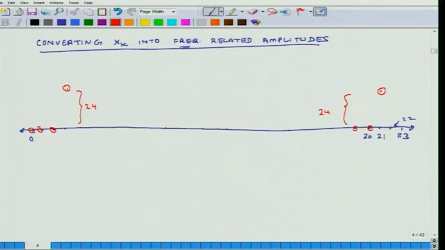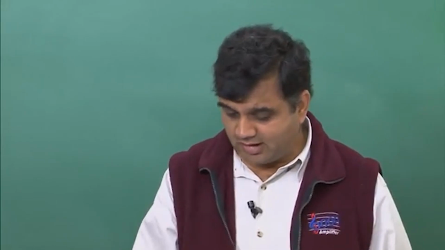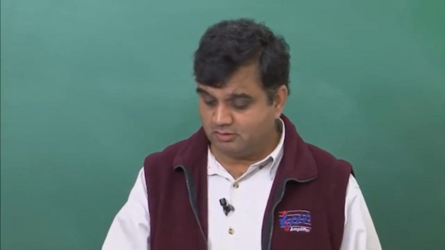And then at 22 it was 0, and also at 23 it was 0. If you did the computation, this is what you will get. And you had a total of 24 points. So this is how you calculate the frequencies.